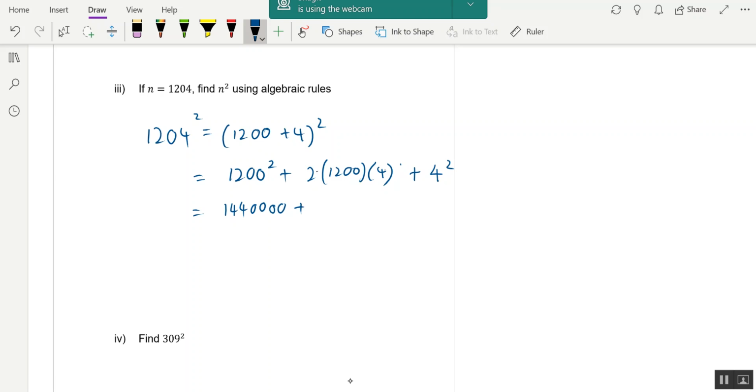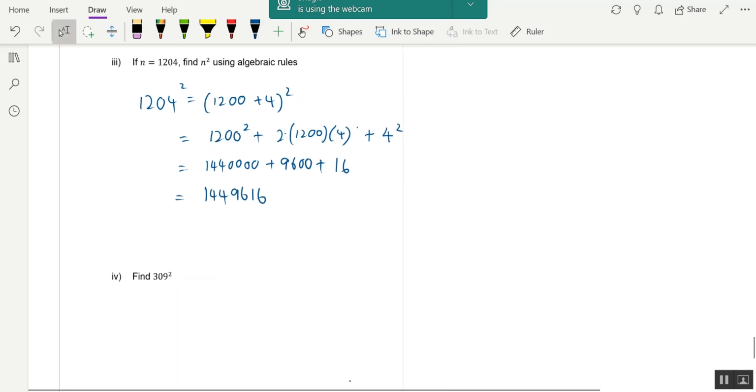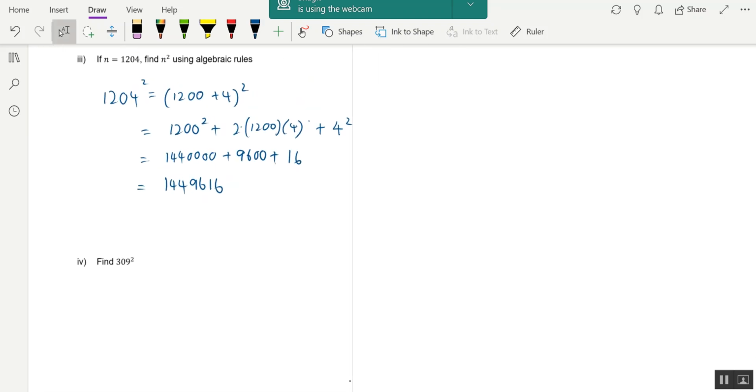2 times 4, 8. 8 times 12 will be 9600, plus 16. And because it is easy to add, the answer will be 1,449,616. Okay? And when do you use rule 2 and rule 1? If it's less than 5, we will use plus. If it's more than 5, we will use minus.